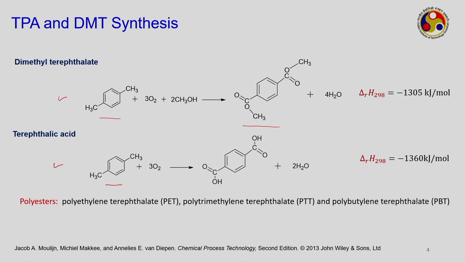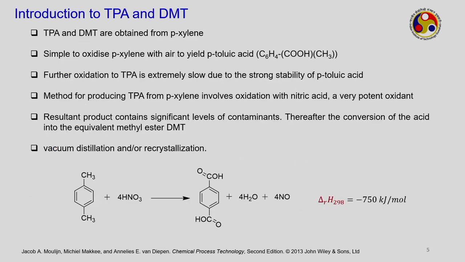So, these are the polyesters where they are commonly used as raw materials: polyethylene terephthalate, then polytrimethylene terephthalate PTT, and then polybutylene terephthalate PBT. These are very well known polymers, and even though nowadays many efforts are underway to replace them with biopolymers, that is also a part of this course. We will be taking that up in module 6. So let us first introduce TPA and DMT.